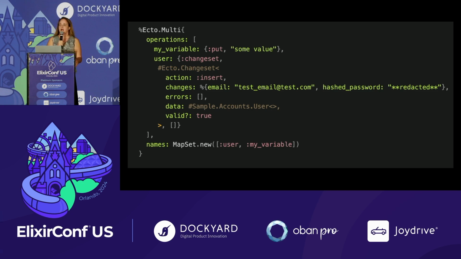Operations are a list of items. They're a list of items that are key value pairs. And the names are a map set, meaning the names have to be unique. Clearly, if you had two operations with the same name, you're going to have a collision in that map set. So multis require unique names for each operation, and it stores the operations as a list, which implies order.